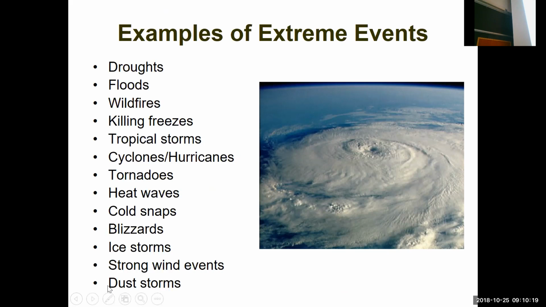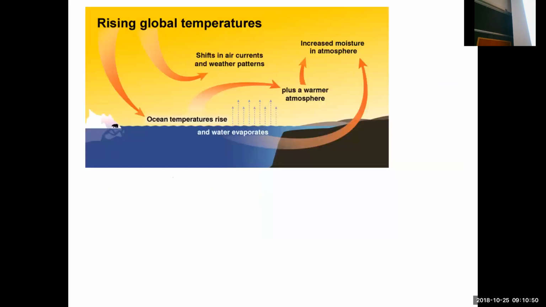And dust storms in many places in the world where agricultural practices have led to large areas of soil being disrupted, resulting in tremendous amounts of soil erosion. So these are all examples of extreme events, some of which may or may not be getting more extreme or more frequent as a consequence of climate change.